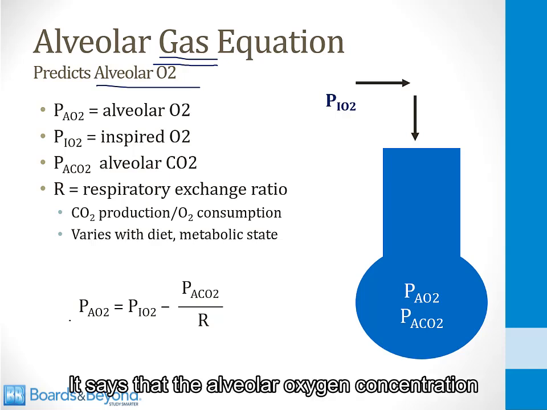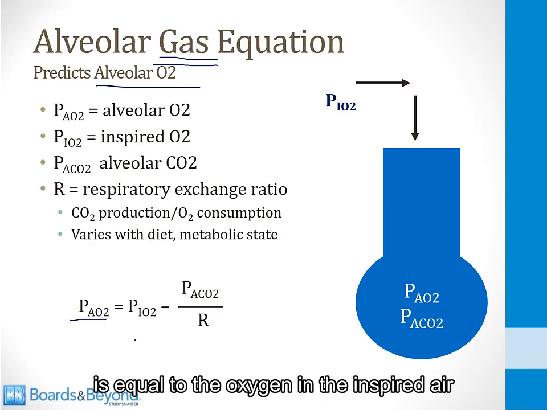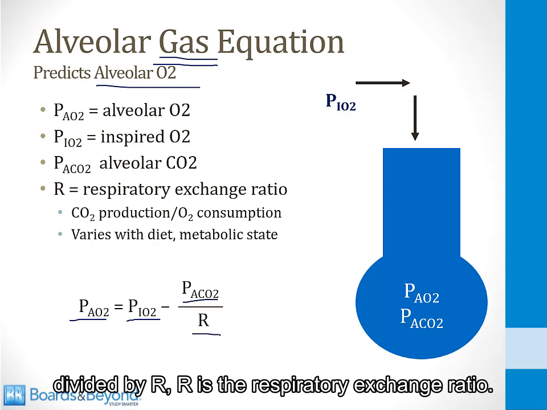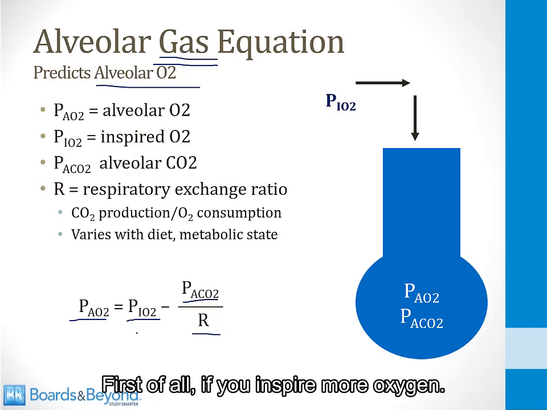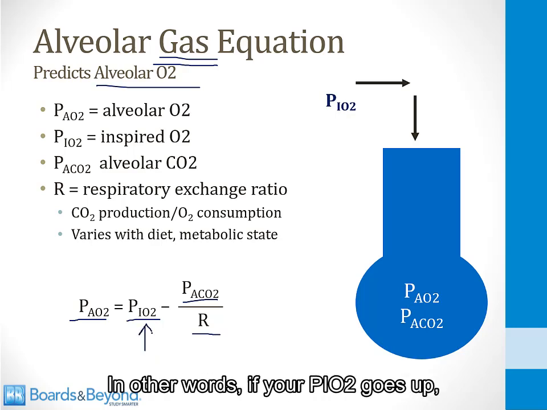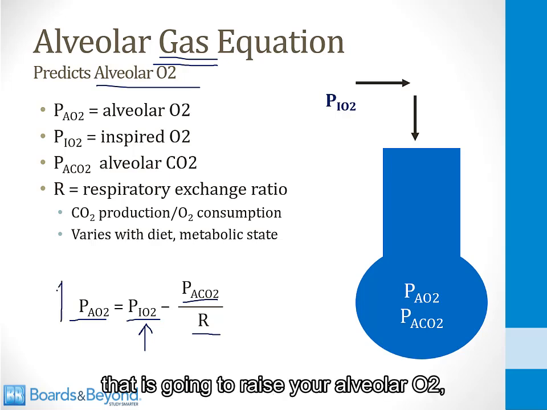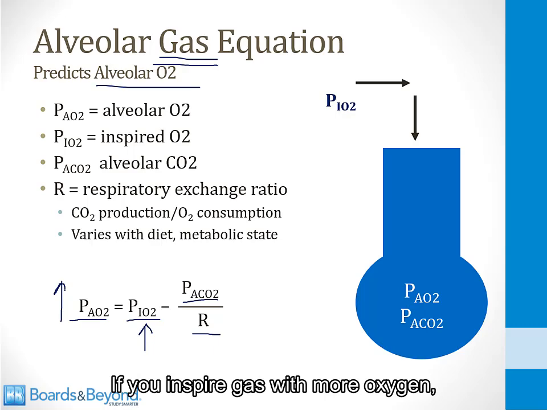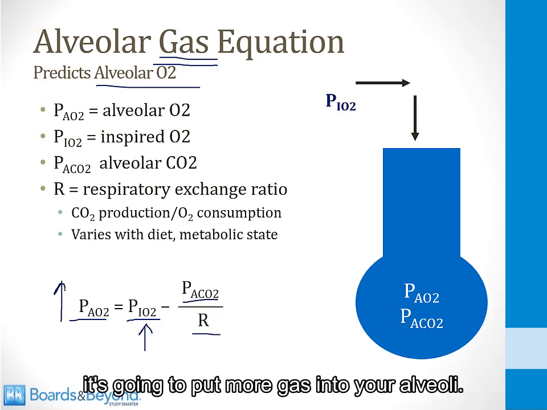It says that the alveolar oxygen concentration is equal to the oxygen in the inspired air minus the CO2 content in the alveoli divided by R. R is the respiratory exchange ratio. So let's talk about what this means. First of all, if you inspire more oxygen, in other words, if your PiO2 goes up, that is going to raise your alveolar O2, and that should be fairly obvious. If you inspire gas with more oxygen, it's going to put more gas into your alveoli.